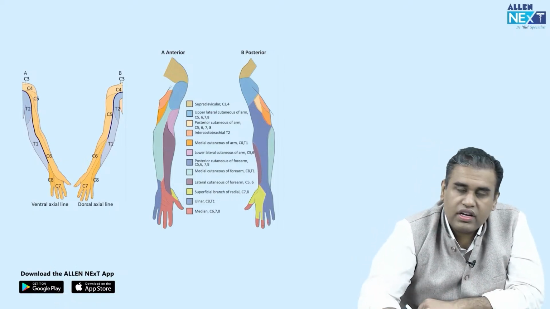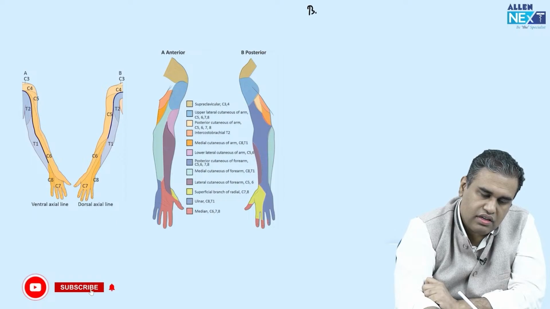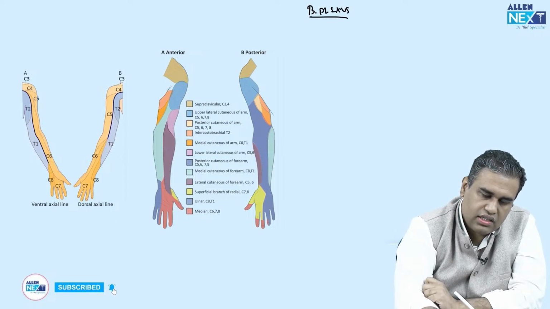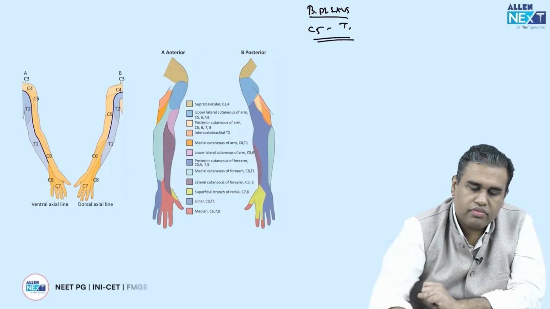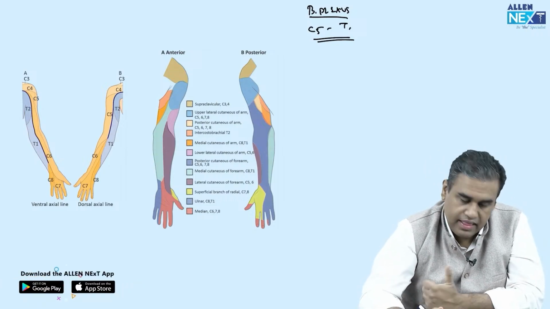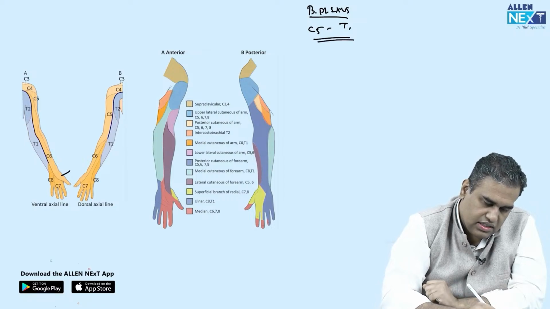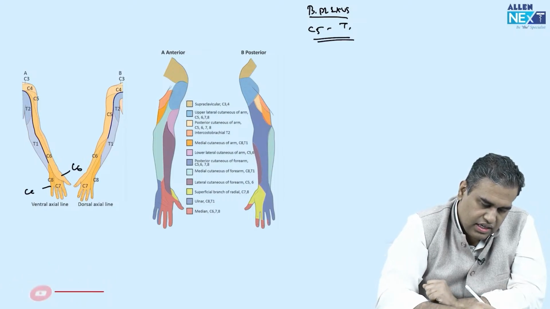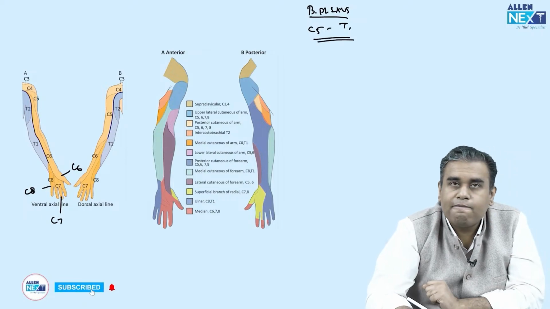Okay, this is for the upper limb over here. We know the upper limb, the brachial plexus. So basically we are dealing with the brachial plexus, which comes from C5 to T1, and here's the dermatome. Remember a few things over here. The thumb region is C6. The little finger is C8 and middle finger is C7.